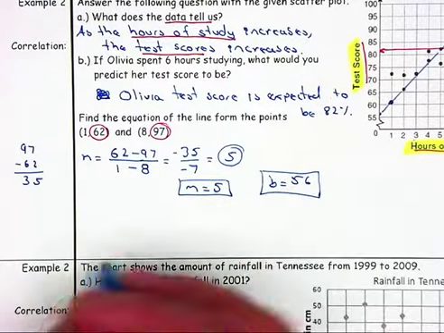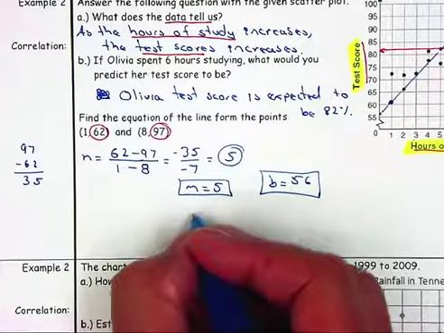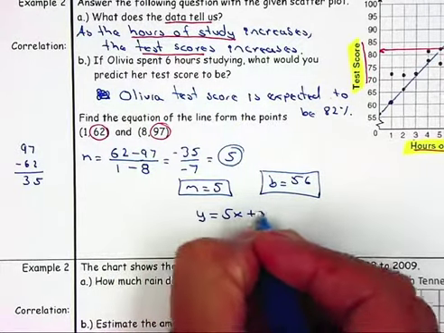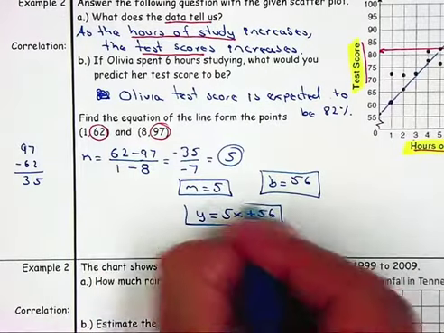And now we can use point-slope or slope-intercept form to find the equation. So it'll be 5x plus 56. That'll be the equation of that line.